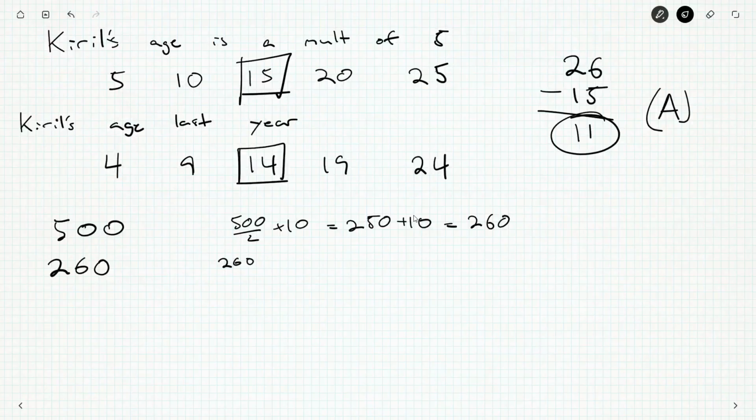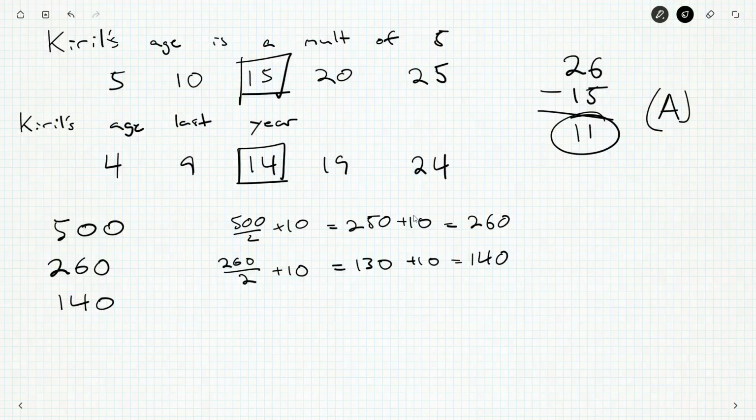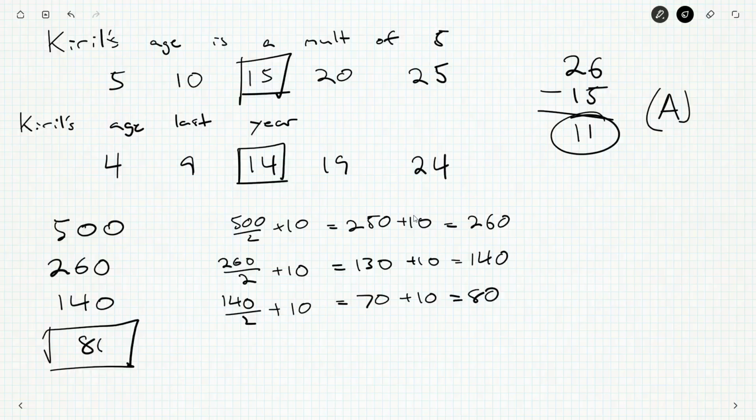Now if I want the term after that, 260 divided by 2 plus 10. 260 divided by 2 is 130. Plus 10 is 140. So 140 is the next term in my sequence. So I want the fourth term, I want this one. 140 divided by 2 plus 10. 140 divided by 2 is 70, plus 10 is 80.